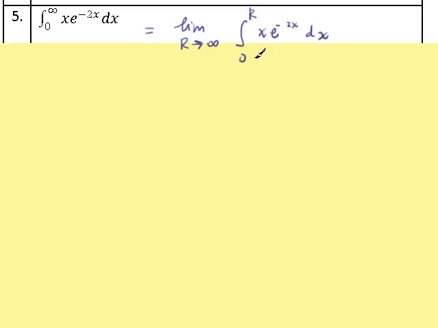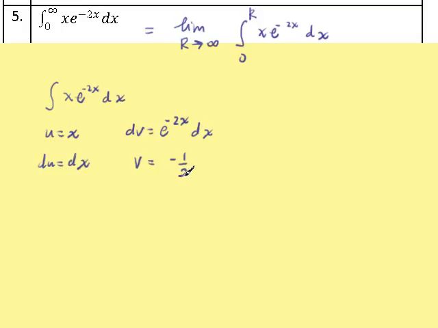All right, so we're going to start by ignoring the limits for now, and let's just integrate this. So we'll put u equal to x, and dv is equal to e to the minus 2x dx, and du is equal to dx, and v is equal to minus 1/2 e to the minus 2x.